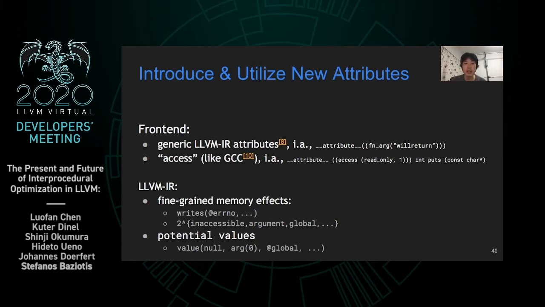Another idea is a potential value attribute. This attribute annotates values which the annotated value may become at runtime. In fact, Attributor has this attribute internally. If we create this attribute officially, we can easily connect it to Attributor and enable more optimizations.